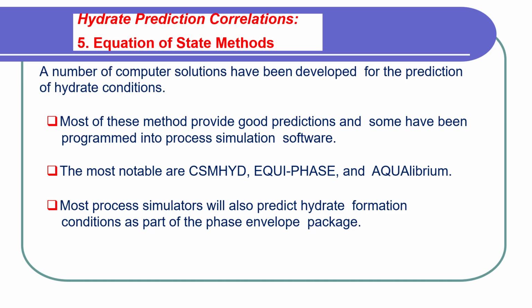And finally, you can also use the equation of state principle, or we can use certain software packages that can also predict the hydrate formation condition in terms of pressure and temperature. The most common ones are CSMHYD, Equiphase, and Equilibrium software as well. These are examples of simulation software that can also be used to predict the hydrate formation conditions.